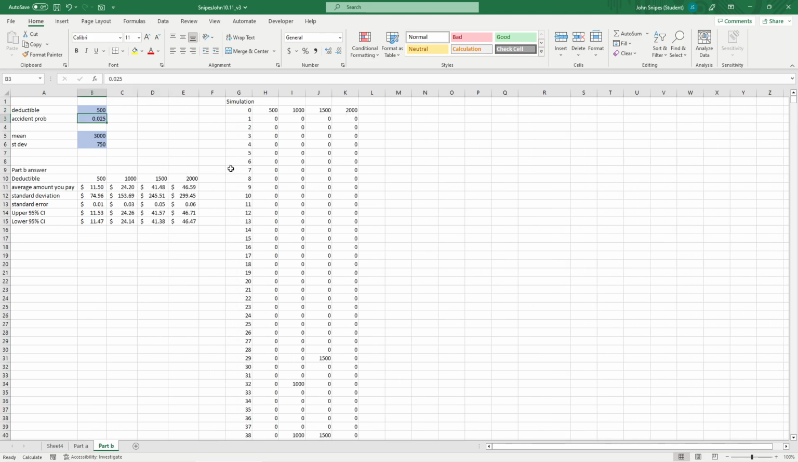For Part B, we used a data table, and we basically used the same formula. We just swapped around the deductibles. In this case, we've got a simulation for each different deductible: $500 deductible, $1,000, $1,500, and $2,000. And then here's our answers for what we get. The average amount you pay for each deductible, and then our standard deviation, our standard error, and our upper and lower confidence intervals.